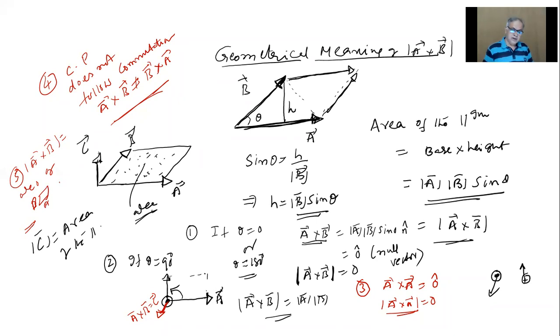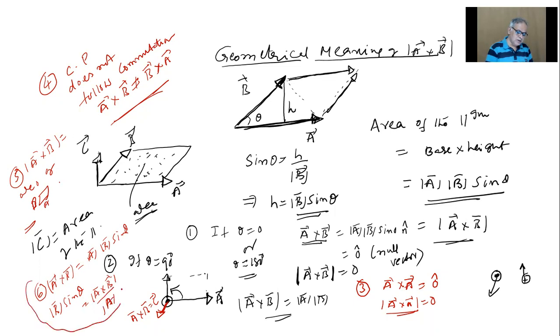And one advantage with cross product is, since you know mod of A cross B equals mod A mod B sin theta, I can calculate mod B sin theta, the perpendicular component to A, from mod of A cross B by mod A. Do you understand this one? Compare it with the dot product.